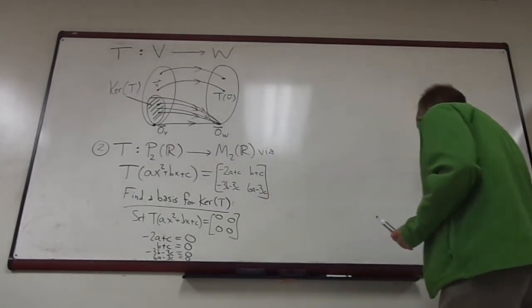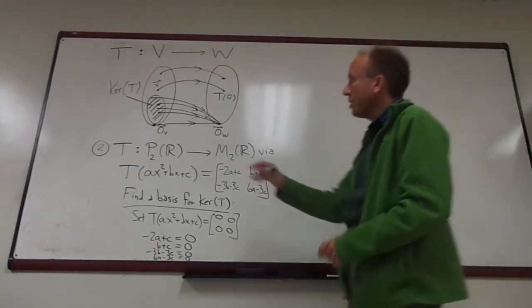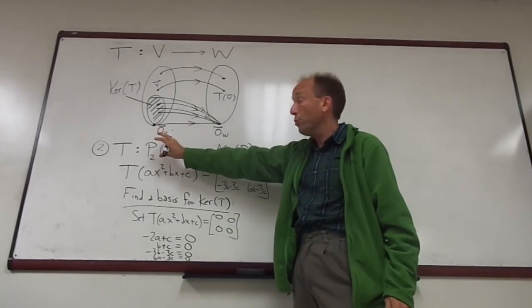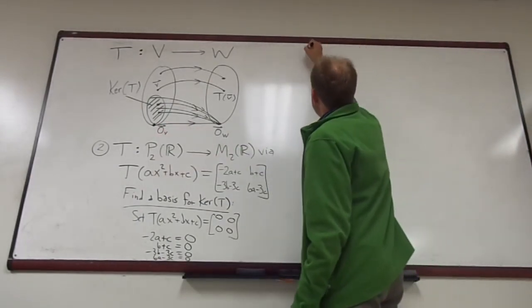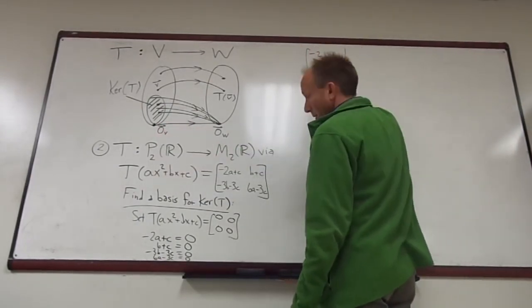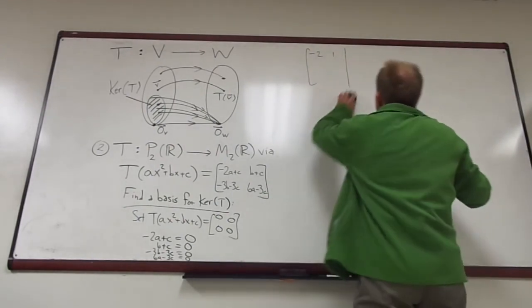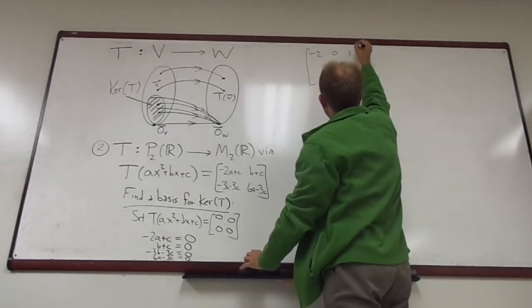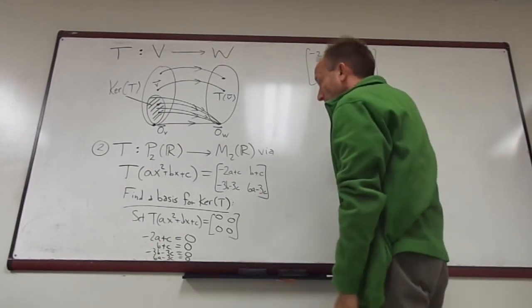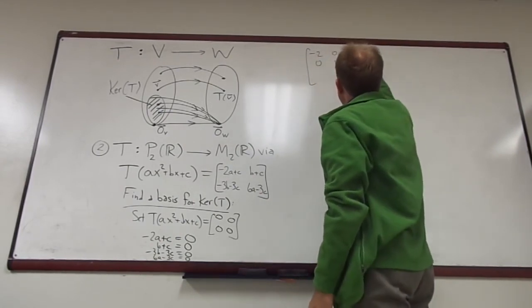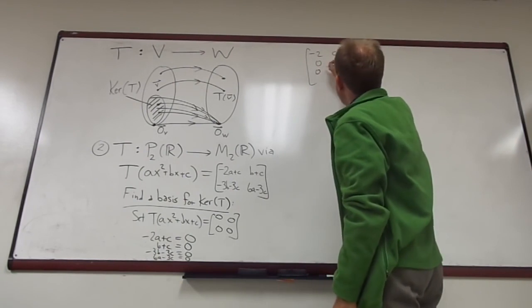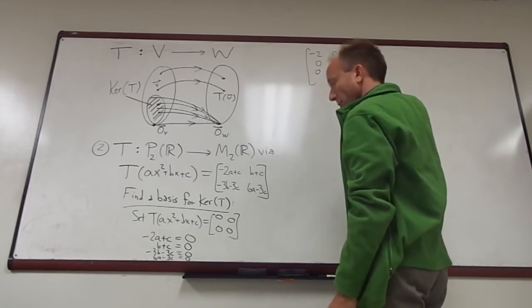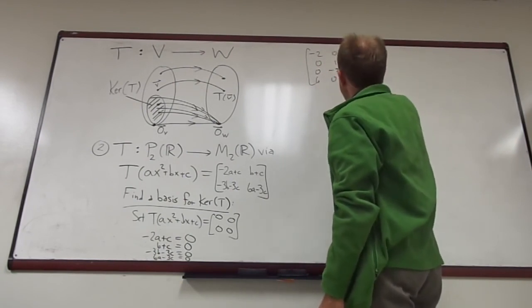We're looking for the kernel of this transformation. It's going to be a subspace of P2 of R. So we just get a little matrix system. Oops, there's actually 3 columns because I have 3 unknowns, which are a, b, and c. I have negative 2, 0, 1, then 0, 1, 1, then 0, negative 3, negative 3, and then 6, 0, and negative 3.